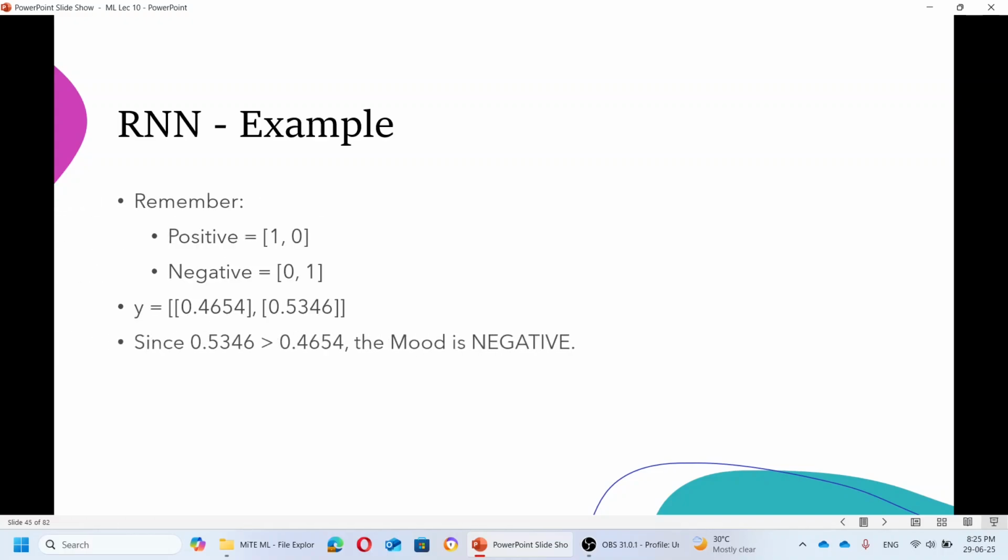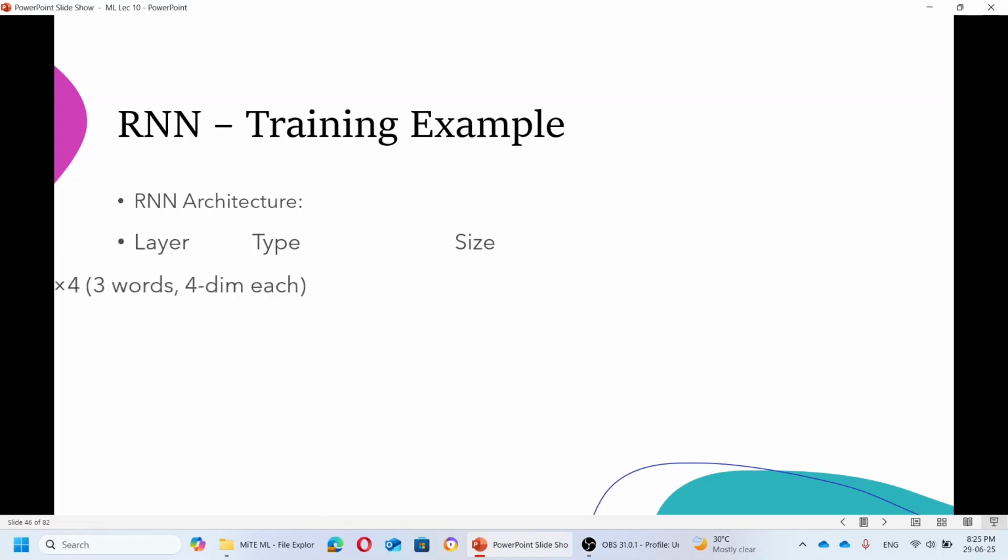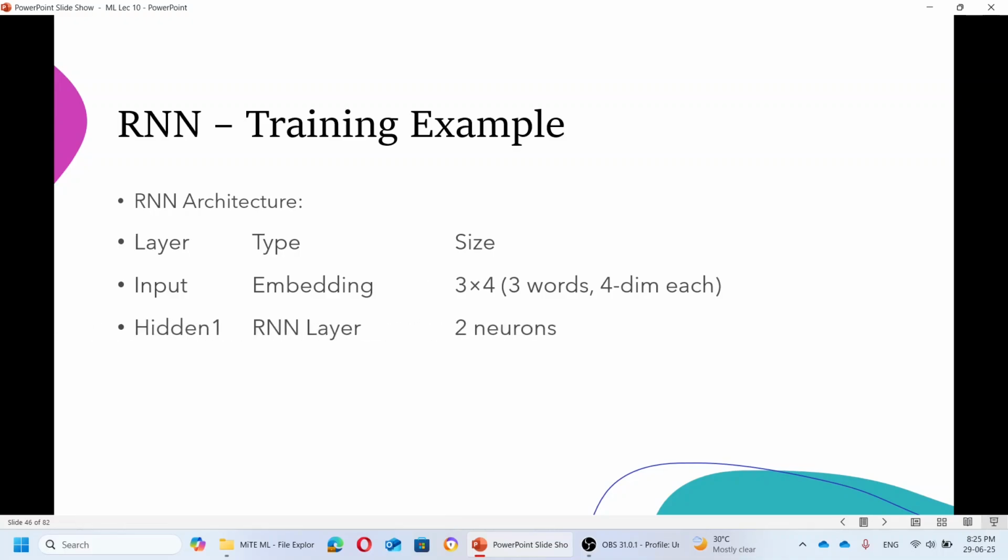So anyhow, we have seen how this works. Although the result is not correct, we understand how this process of the forward pass works, or how the prediction works. But now we have to see how the training is done. Training is a little bit different from the previous ones, just a little difference because of this previous value of h. Here we have to use time steps, so it is a little bit different from CNN and FNN.